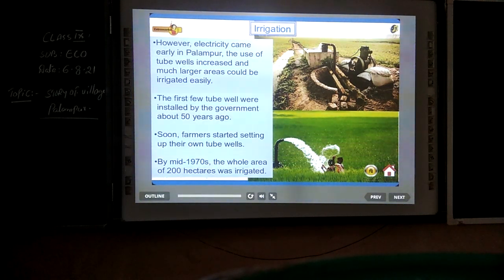The first few tube wells were installed by the government about 50 years ago. Soon, farmers started setting up their own tube wells. By mid-1970s, the whole area of 200 hectares was irrigated.